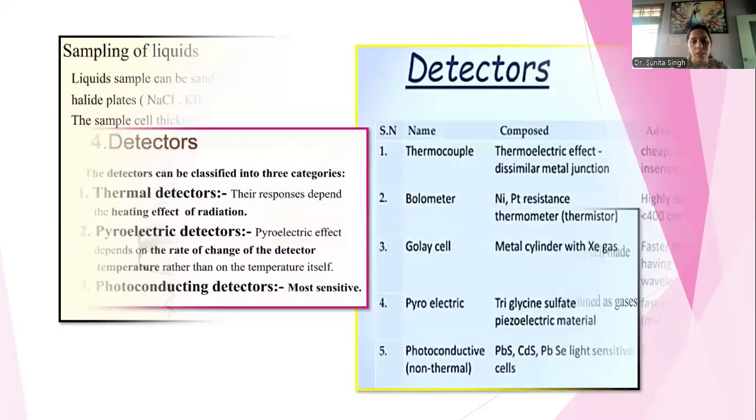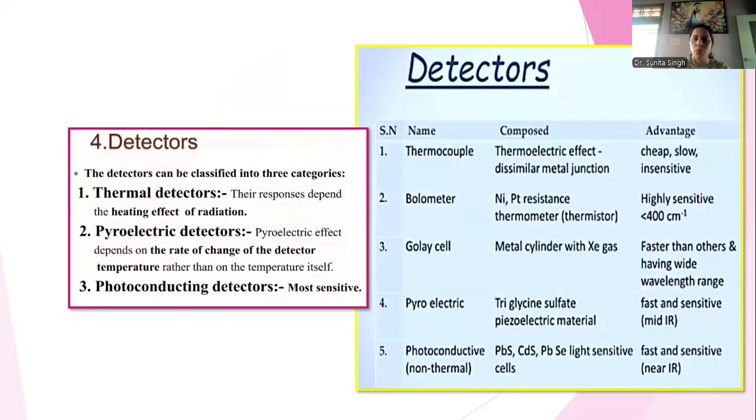Like we have in the block diagram, we have shown that detectors are used. There are different types of detectors: thermal, pyroelectric, and photoconducting detectors, in which detectors like thermocouple, bolometer, Golay cell, pyroelectric, and photoconductive cells are used. They have different advantages: thermocouples are cheap, bolometers are highly sensitive, Golay cells are faster than others and have a wide wavelength range, pyroelectric detectors are fast as well as sensitive. Photoconductive detectors also give fast and sensitive results.